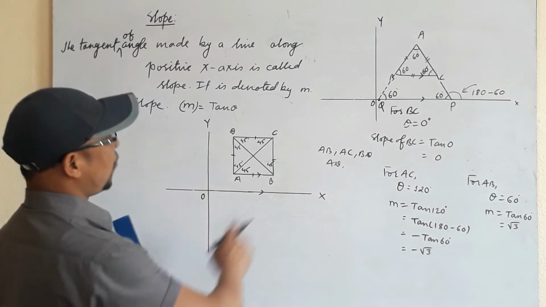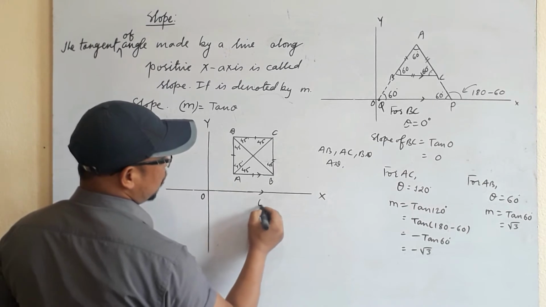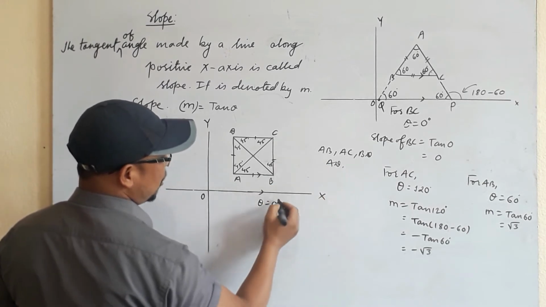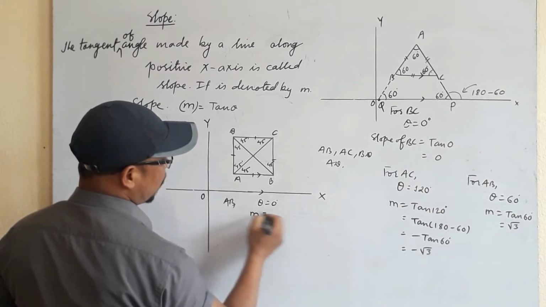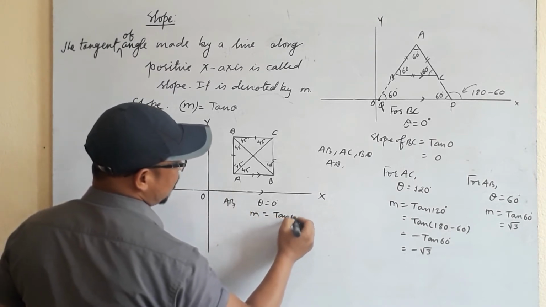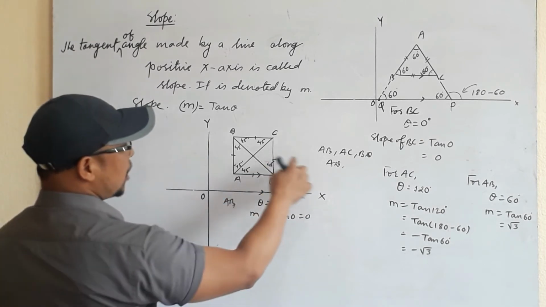Now let's find it, first for AB. AB is parallel to the x-axis, so theta is 0 degrees. So slope equals tan 0, which equals 0. Now let's find it for AC.